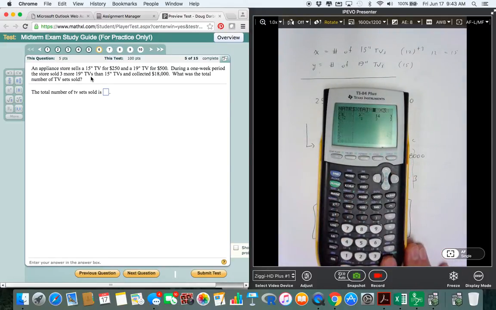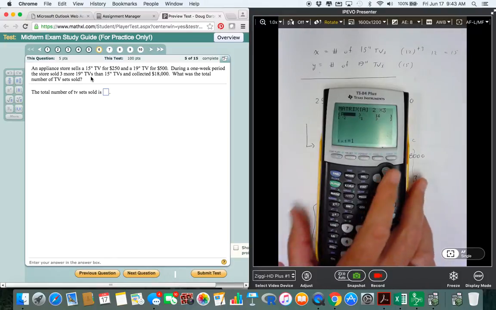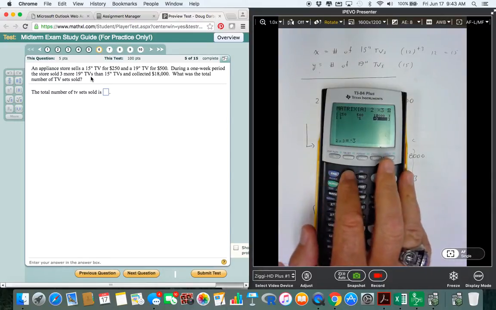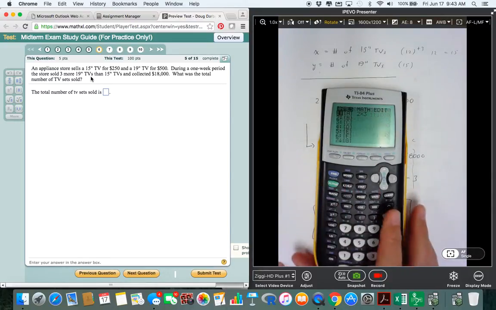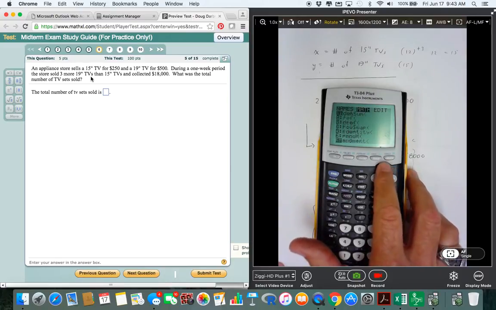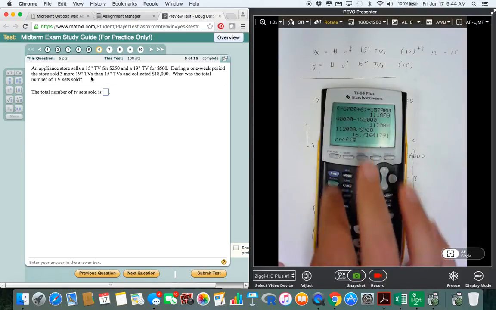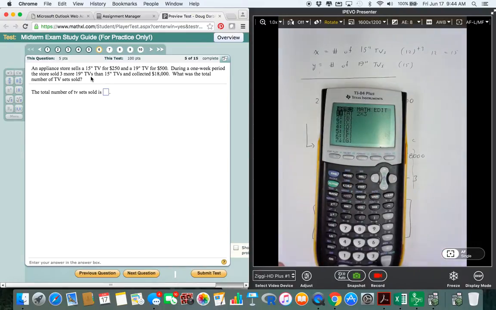So I need a 2 by 3. So I got 250, 500, 18,000, 1, -1, and -3. All right, quit. Go back to matrix. Go to math, RREF. Go back to matrix and get the matrix that I want.